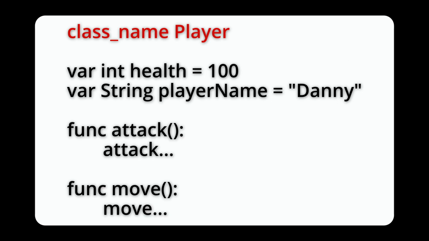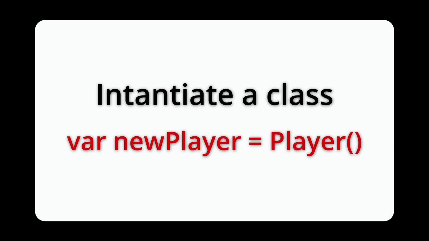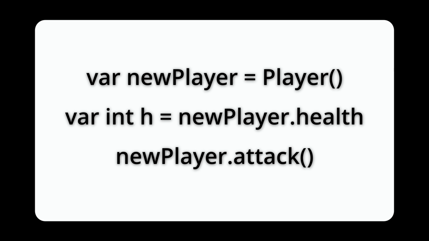We lay out the template for what a player object is, such as its attributes in the form of variables, for example health or player name, and we can define actions this object can take through defining class functions, such as an attack function or a move function. Then all we need to do when we want to create a new player object is instantiate it like so. The instantiated object now has access to those attributes like health and to the class functions like move and attack.